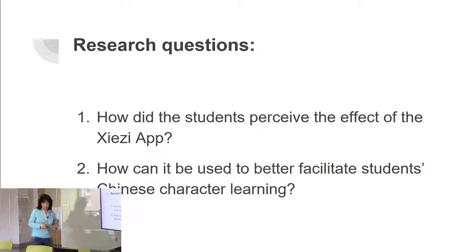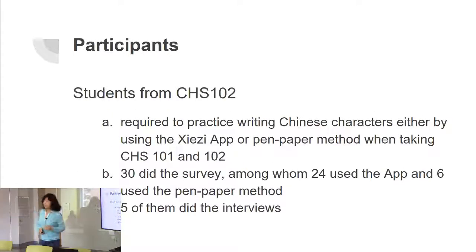The participants were recruited from the Chinese 102 course. The students had learned Chinese for 1 year; by the time the data were collected, they had learned Chinese 101 and 102, so they had used the app for 1 year already. The app was required. If they did not have the app, meaning they are Android users, because this app is not accessible by Android users, they could choose to use the pen and paper method.